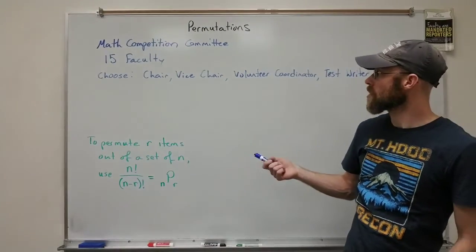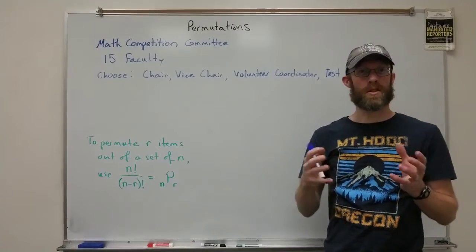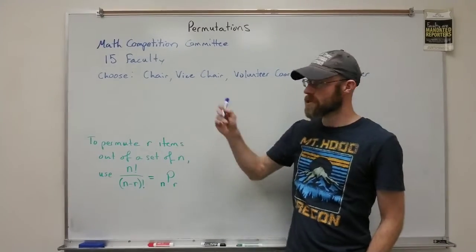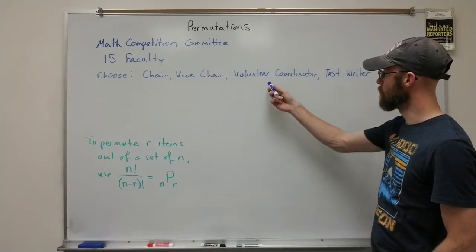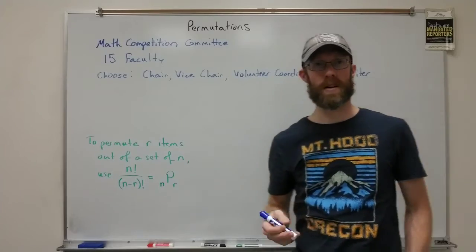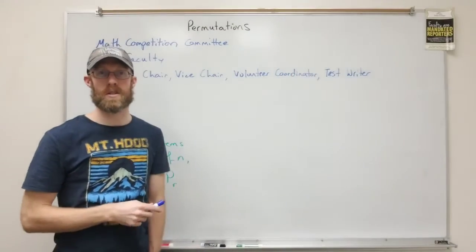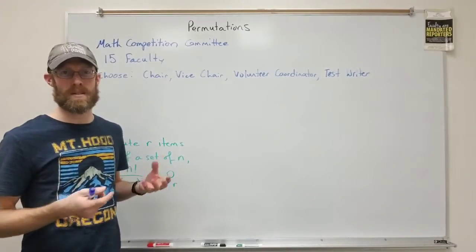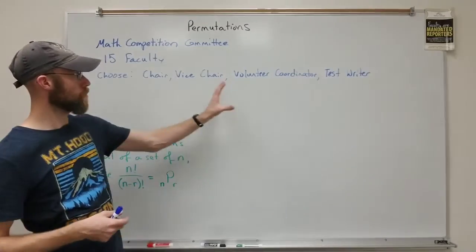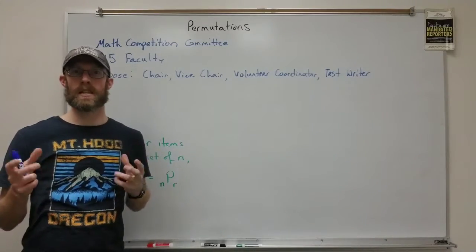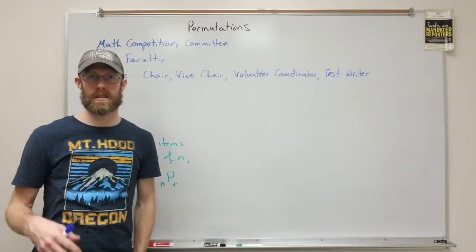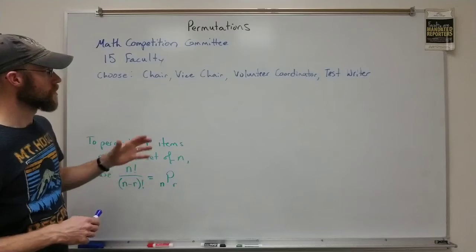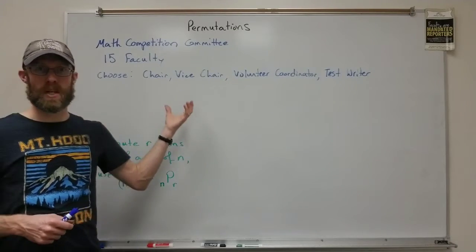But anyway, we have different positions, different coordinators. We have an organizing committee that has a chair and a vice chair, and then we have a volunteer coordinator and a test writer. Those are the main four positions that we have. There's also a planning committee that has a few extra people on it, but these are the four lead positions to develop that competition day. And so this would be a good example where you could use permutations.